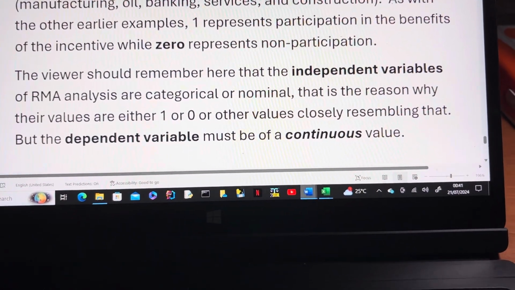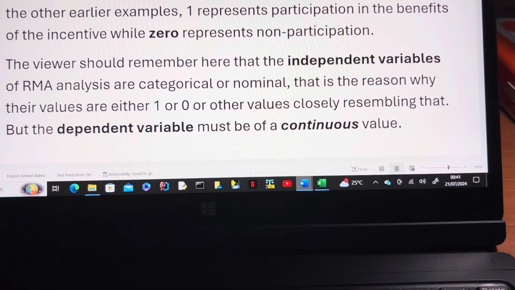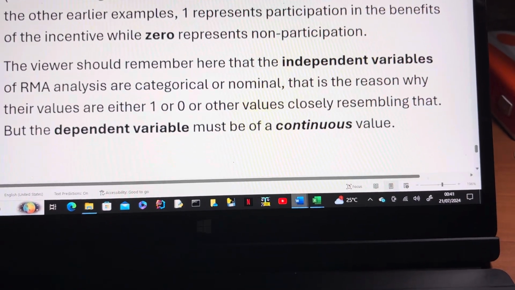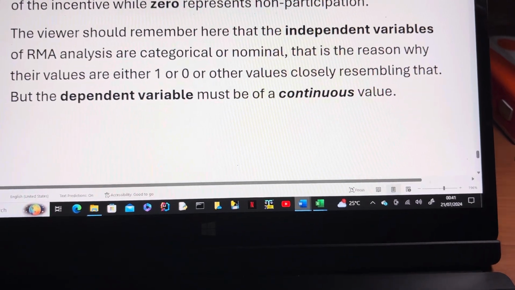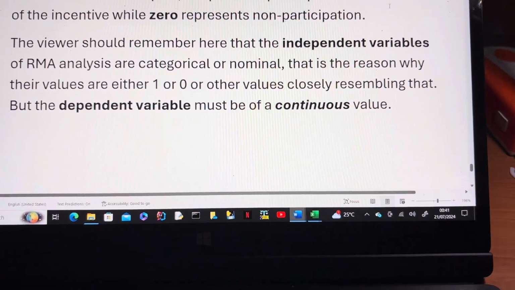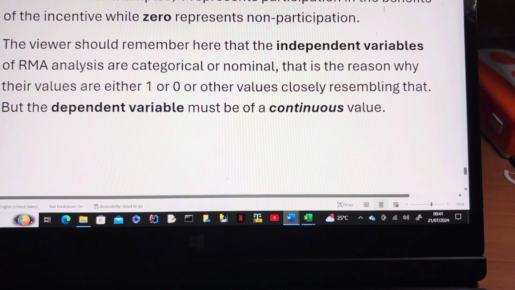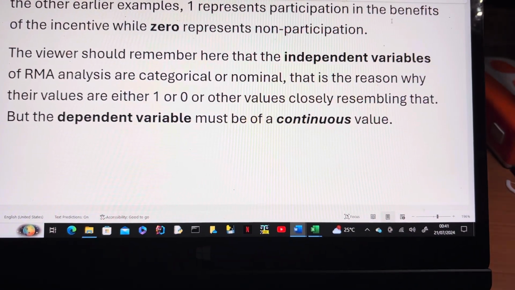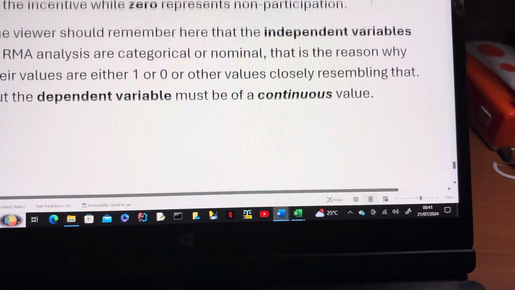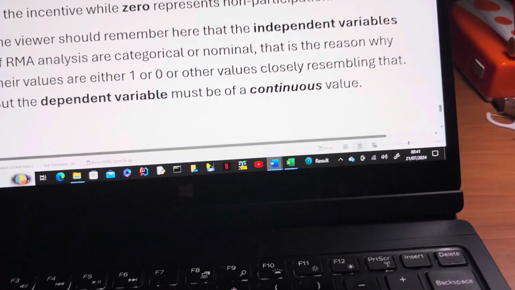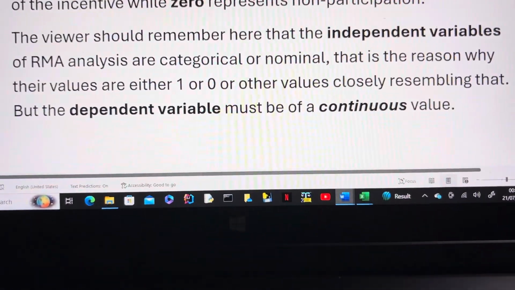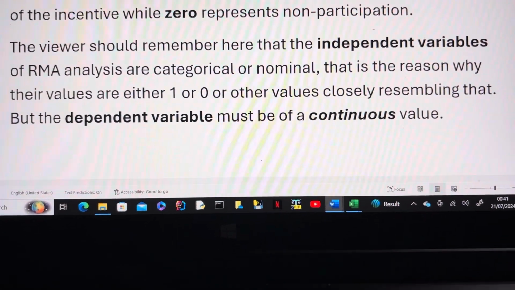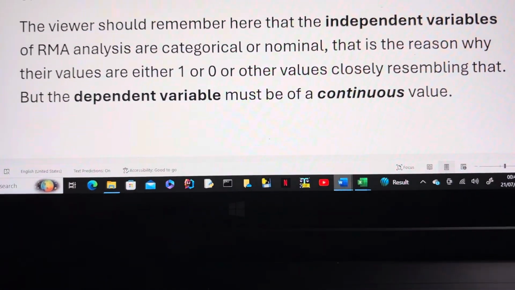independent variables of repeated measures analysis are categorical or nominal. That is the reason why their values are either 1 or 0, or other values closely resembling that. But the dependent variable must be of a continuous value. That means it must be numbers. It can have decimal places and so on and so forth. But the categorical variable cannot have decimal places. So that is just that.